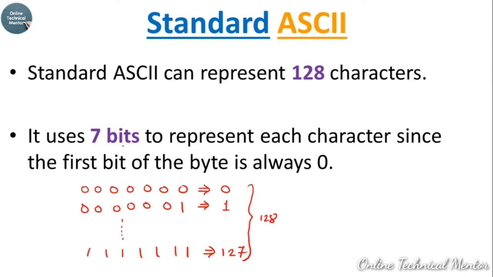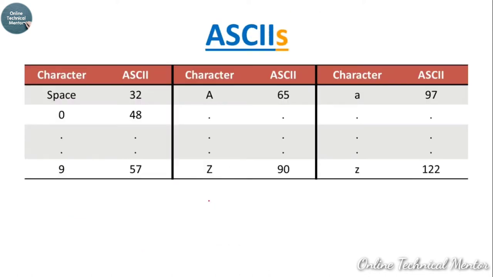And look here, I have written that the first bit of the byte is always 0. So if we consider it as a byte, then just write down 0 in front of each 7-bit ASCII, and it will become an 8-bit ASCII. Since we are ignoring the first bit, the ASCII codes are represented by 7 bits only. Now let me show you some of the ASCII codes.